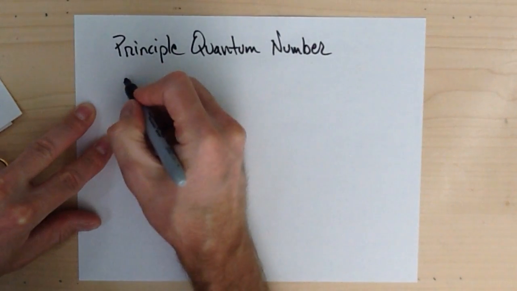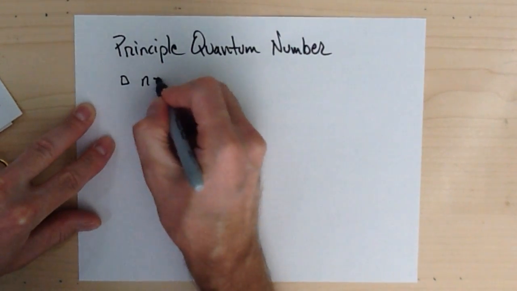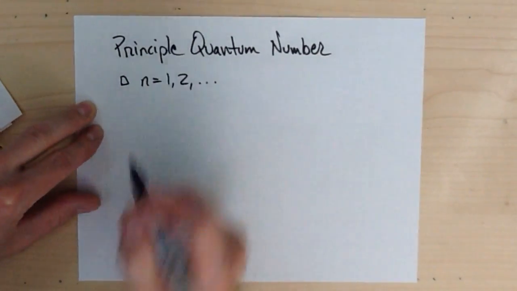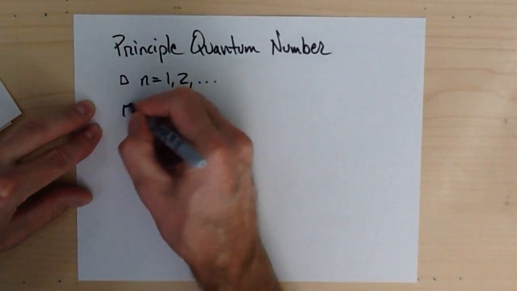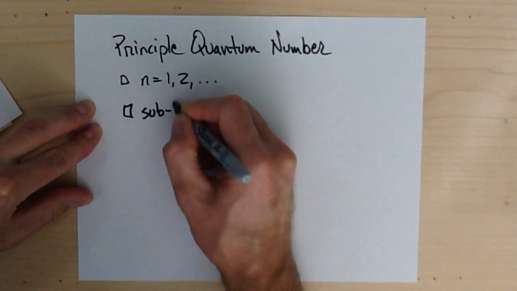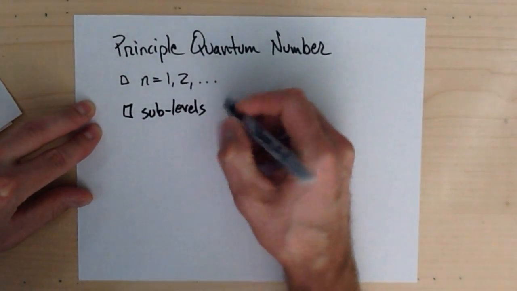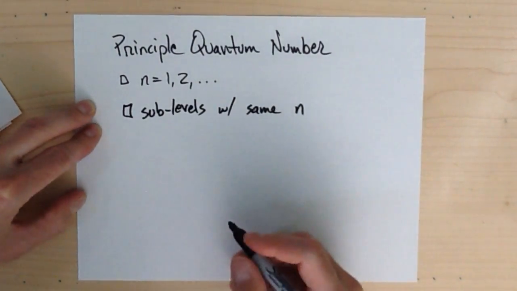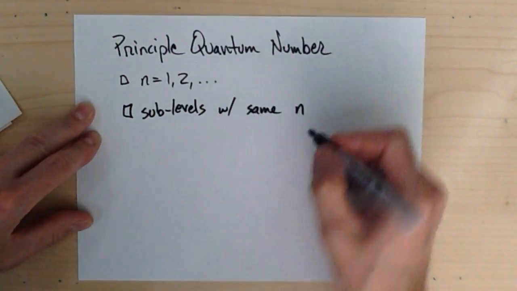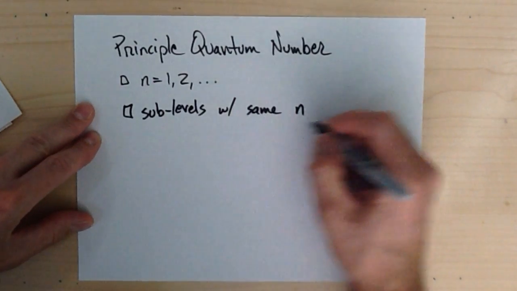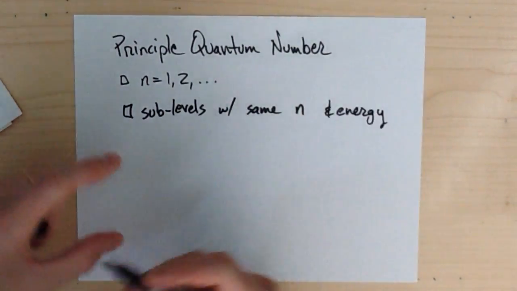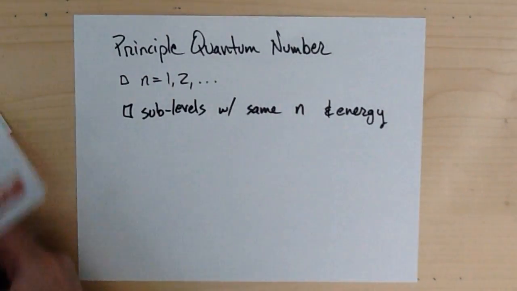So this is always a positive integer, as we just said. It always determines the energy level, and there are sublevels with the same quantum number n, and they have the same energy. So let me give you an example of what I mean here. All right.